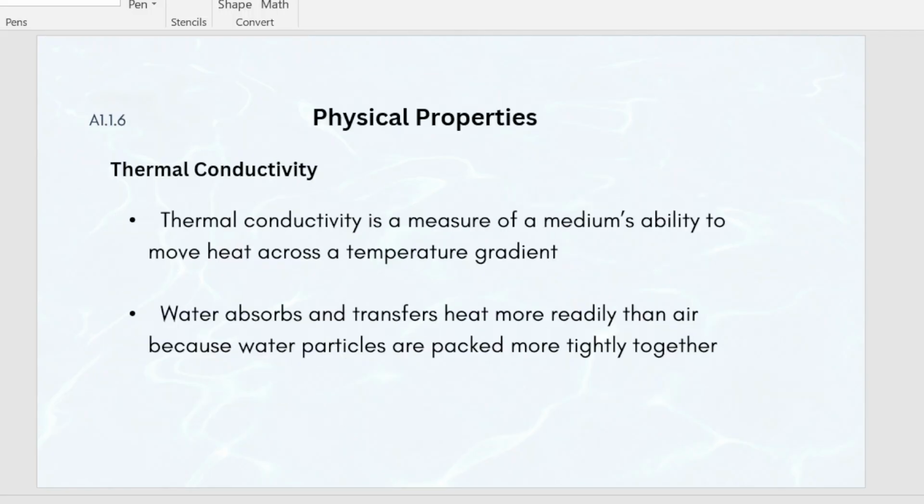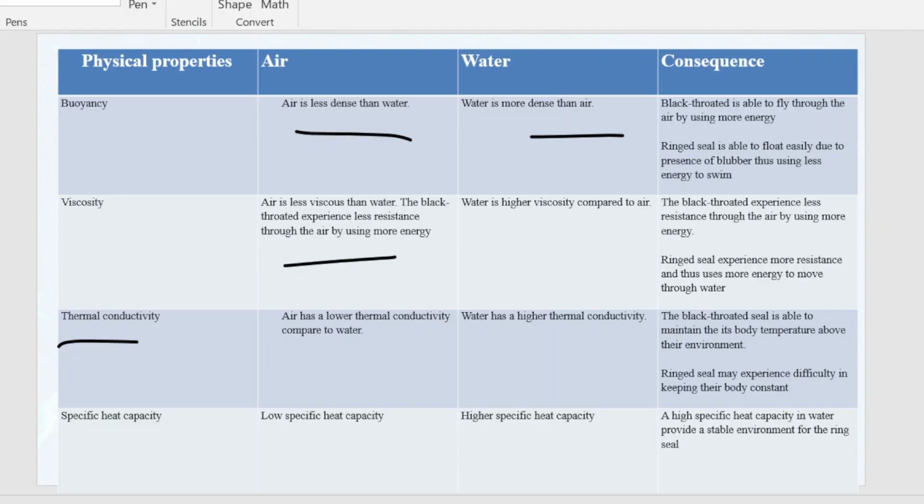All right. Now another physical property of water is thermal conductivity. Thermal conductivity is a measure of the ability of a substance or medium to move heat, so to conduct heat, and water is able to transfer heat more readily than air. So water has a high thermal conductivity compared to air. In this table we will be looking at the comparison between water and air. This table summarizes everything we have been discussing so far under the physical properties of water.